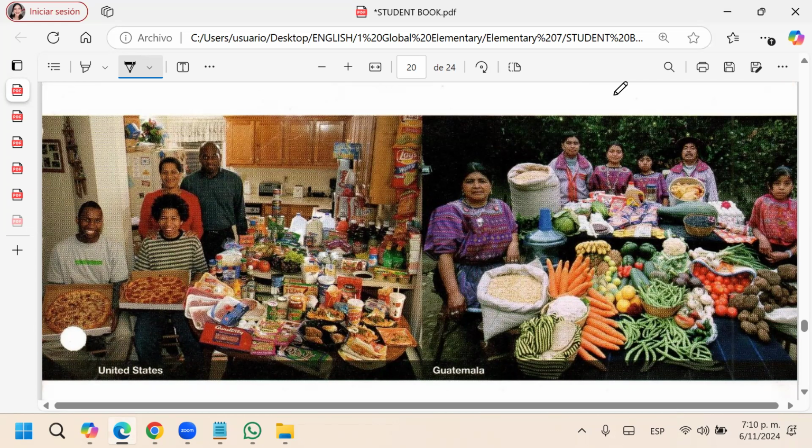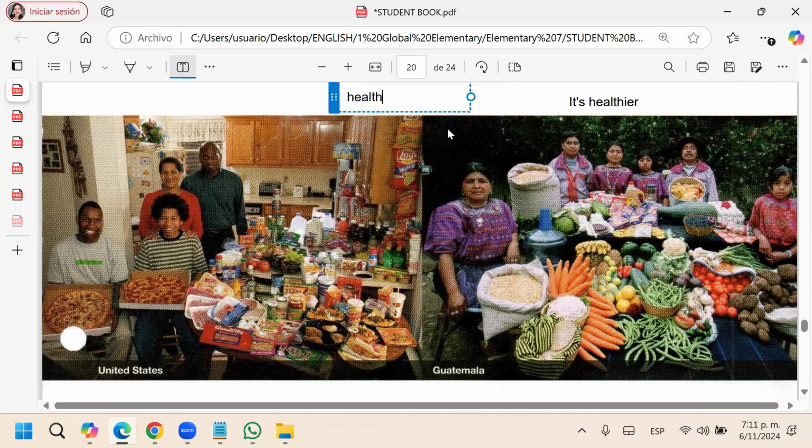In the Guatemala is more healthy. It's healthier. Yes, it's healthier. What food do you see here in the Guatemalan photo? For example, rice. Teacher, what is the difference between healthy and healthier?